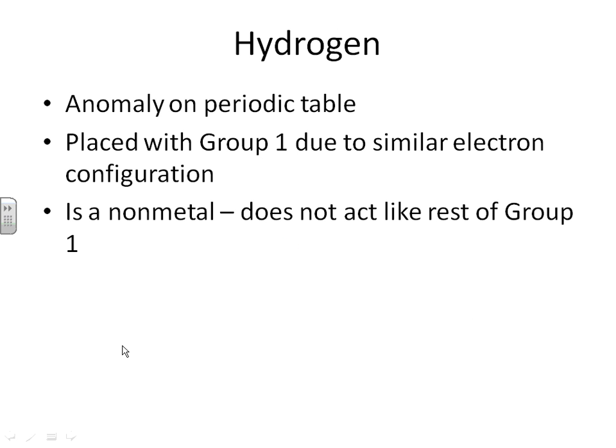Hydrogen, just to comment on hydrogen. Hydrogen is truly a little anomaly on the periodic table. For our purposes, we're going to lump it in with the nonmetals. We put it in group 1, however, because it's got that 1 valence electron. So there are some similarities.